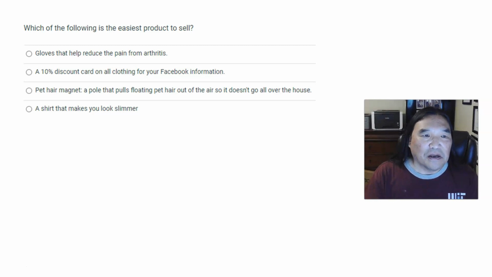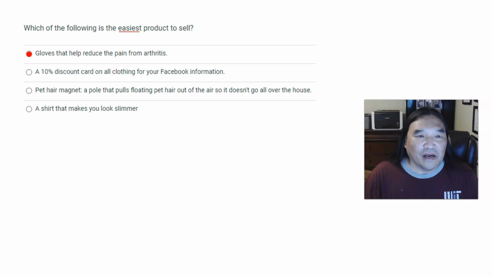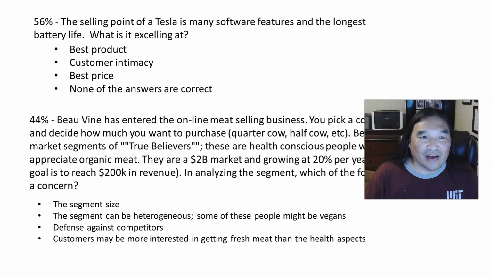And so, from the value proposition, economic, utility, emotional, and gloves that reduce pain. The easiest product to sell is reducing pain, and that you get out of the behavioral economics lecture. If I had to pick a second one, I'd probably pick a shirt that makes you look slimmer, because emotion. Emotion is a very powerful effect.